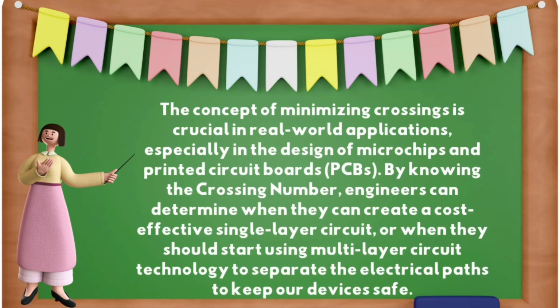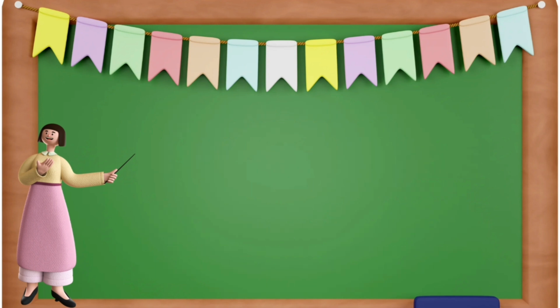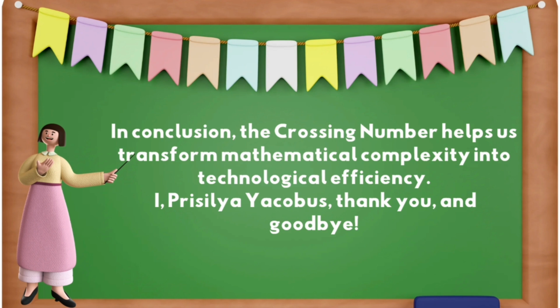The concept of minimizing crossings is crucial in real-world applications, especially in the design of microchips and printed circuit boards, PCBs. By knowing the crossing number, engineers can determine when they can create a cost-effective single-layer circuit, or when they should start using multi-layer circuit technology to separate the electrical paths to keep our devices safe. In conclusion, the crossing number helps us transform mathematical complexity into technological efficiency.